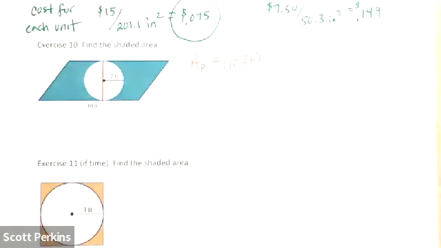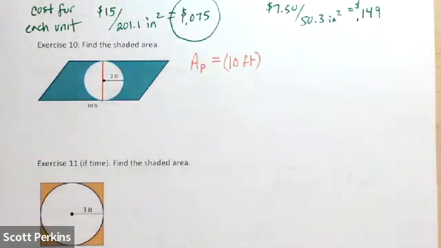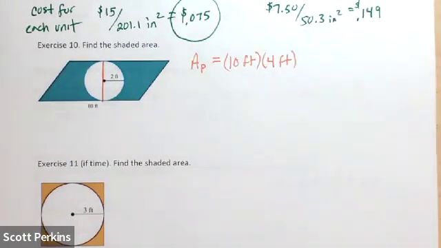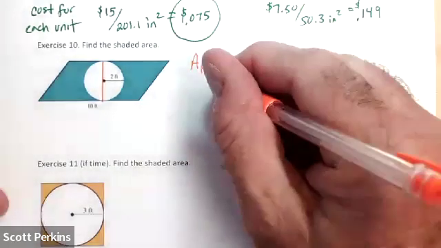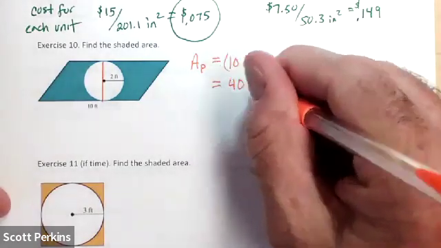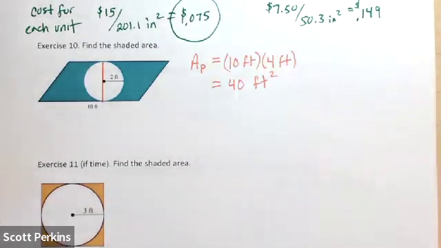Right, the way this thing is drawn, we are led to believe that the height of the parallelogram is the same as the diameter of the circle. And so that means that the height is going to be 4 feet. Great. If you didn't see that, that's okay. That's why we do these problems, is to give you an experience so that you can not be surprised the next time you see it. So 10 times 4, that is 40 square feet for the parallelogram.